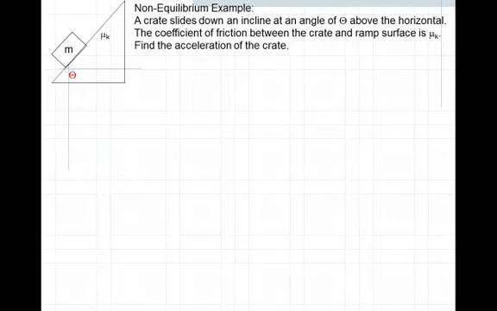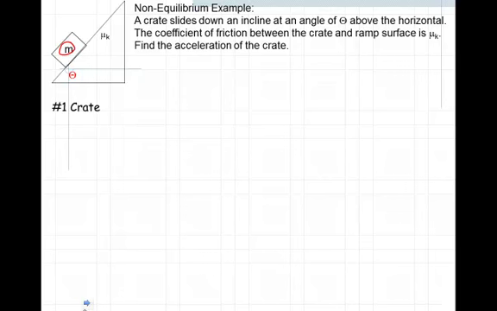So in this particular example, we've got a crate that slides down an incline at an angle of theta above the horizontal. The coefficient of friction between the crate and the ramp surface is mu sub k. We need to find the acceleration of the crate. The other thing that we know is the mass is m.